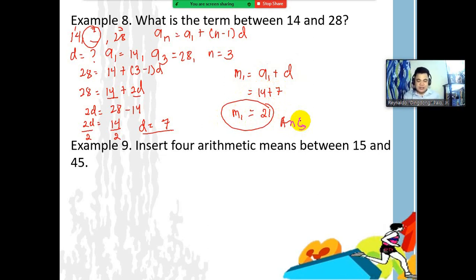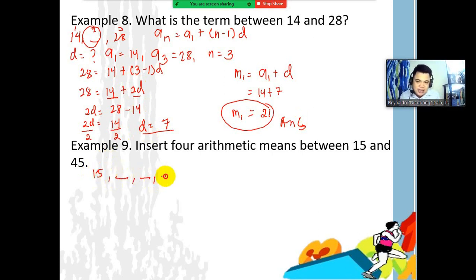Now let's have the next example. Example 9. Insert 4 arithmetic means between 15 and 45. So in the previous example, we were only looking for a single mean. But in this next example, we are looking for 4 means. So the extremes are 15 and 45. 15, and then first mean, second mean, third mean, fourth mean, and then the last term, which is 45.